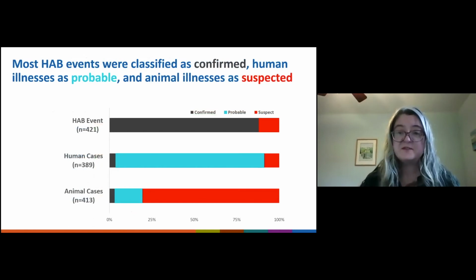Now, most HAB events were classified as confirmed, human illnesses as probable, and animal illnesses as suspected, based on the state's review of the supporting evidence upon submission to OHHABS. Please note that HAB events are only classified as suspected or confirmed. For human and animal cases, it will be of interest to see how classification of future cases might shift as availability of diagnostic tests increases.